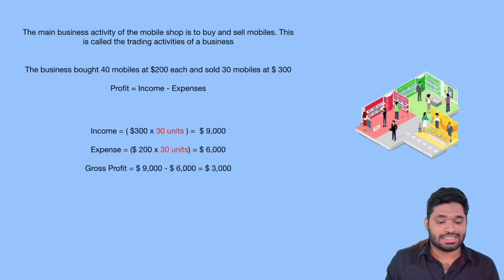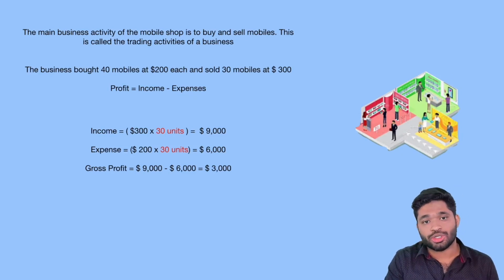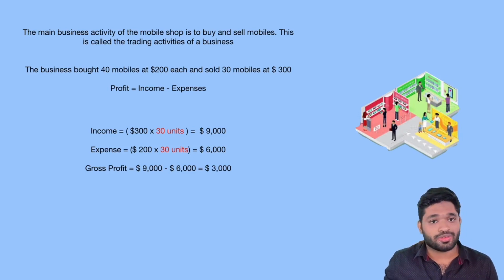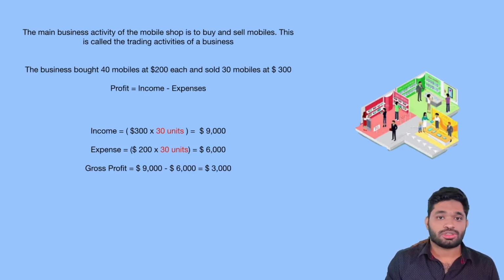Okay, so look at this calculation here. I have taken the income from 30 units, which is $300 into 30 units, 9,000. Now when I consider the expense, I have only considered the expense of the 30 units that you sold. We are looking at the performance during the time period. So when you assess the performance of the organization in terms of the trading profit or the gross profit that it makes from its buying and selling activities, you only need to look at the cost of the goods that you sold, not the total cost, right?